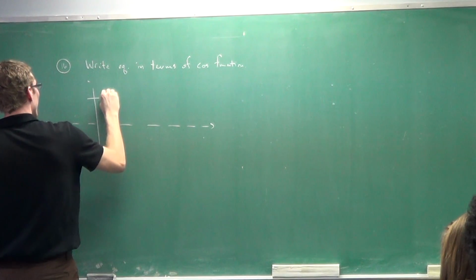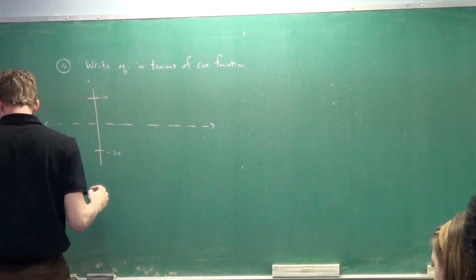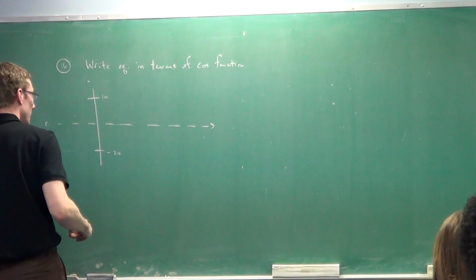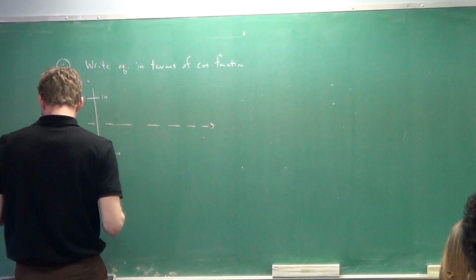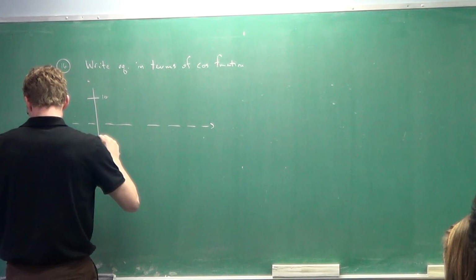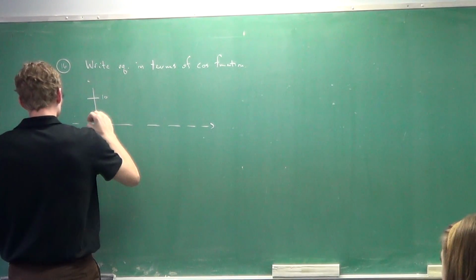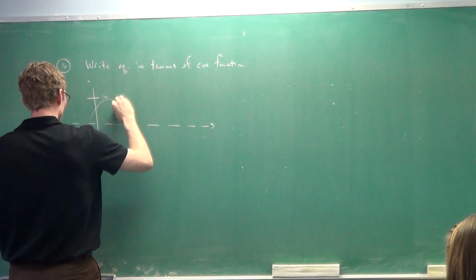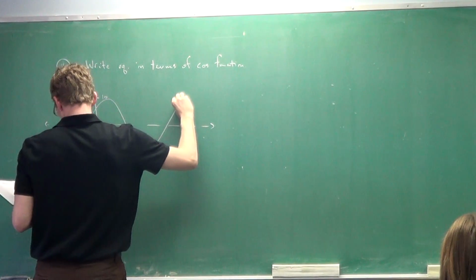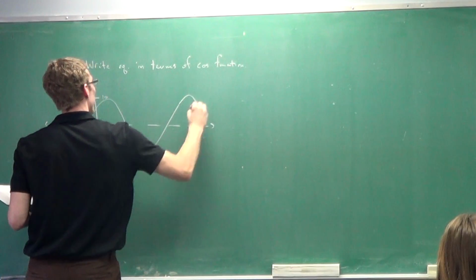Top 10, bottom -20. The middle is going to be in between those, that's a gap of 30. So top and bottom is going to be a gap of 30, and half of that, 15, is the amplitude. Let me draw this guy here. Looks like that.